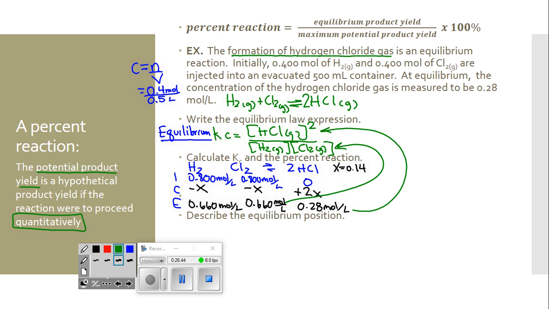So my Kc will end up being 0.28 squared divided by 0.66 times 0.66. Now I should end up with 0.18 as my value for Kc.